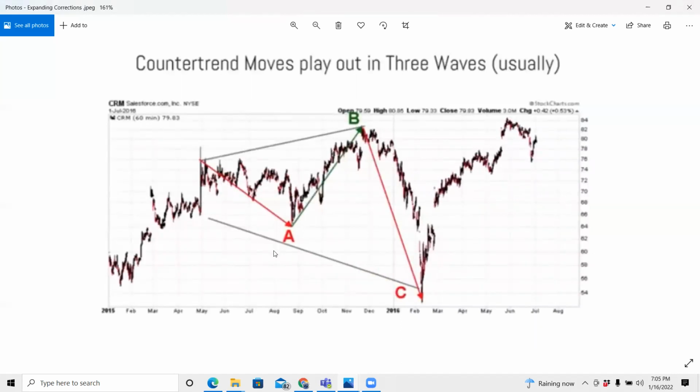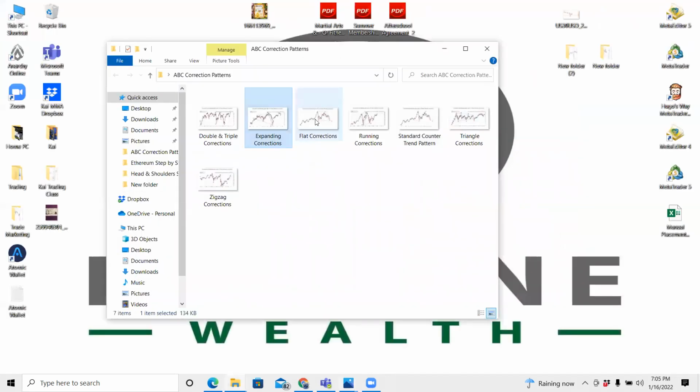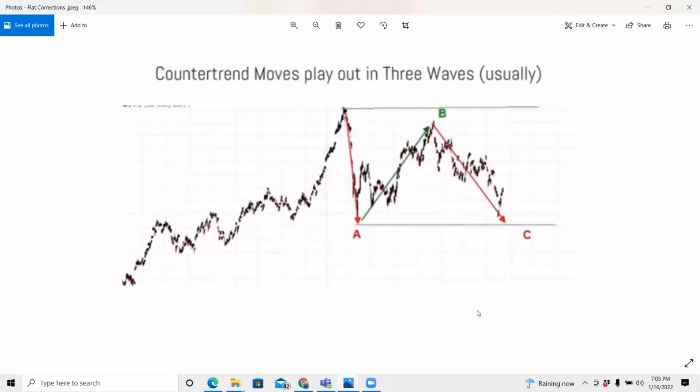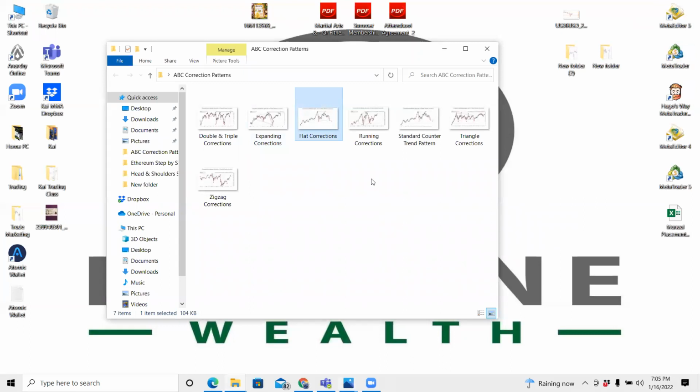5 more seconds. Awesome. Moving on right there. Now we have the flat correction. Make it a little bigger for you guys. That is our flat correction, or they call this standard trend also. So we have our running correction.